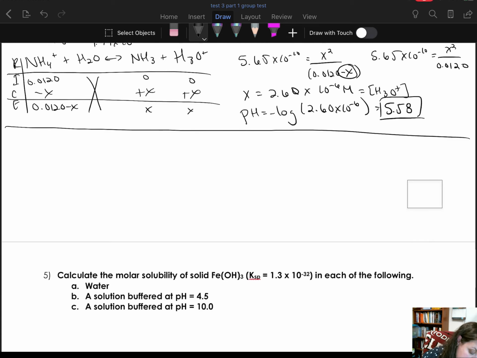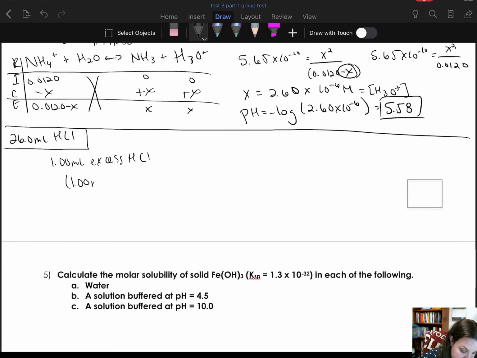Last, we're at 26.0 milliliters of HCl. So we have excess 1 milliliter beyond our equivalence. So we can just do a dilution calculation where we take our 1 milliliter of HCl, times its concentration, set that equal to our total volume, and we can figure out the concentration of that 1 milliliter after it's diluted down. Oh, not 51.